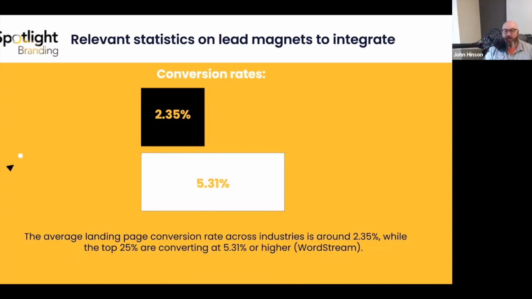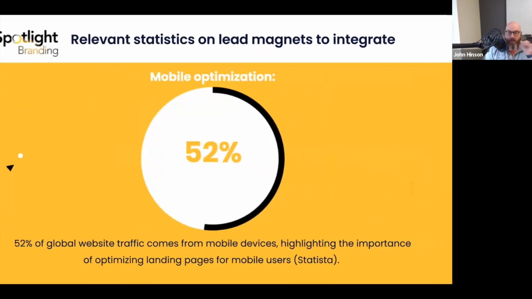Awesome. So a bunch of statistics here, real quick, just on lead magnets and integrating those. The average landing page conversion across all industries is around 2.35%, but the top 25% of landing pages convert more than 5%. And so if you can get to that point where you're in that top 25, you can easily double your conversions and get a lot more value out of that.